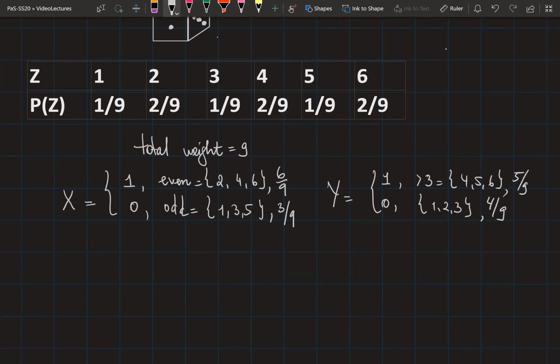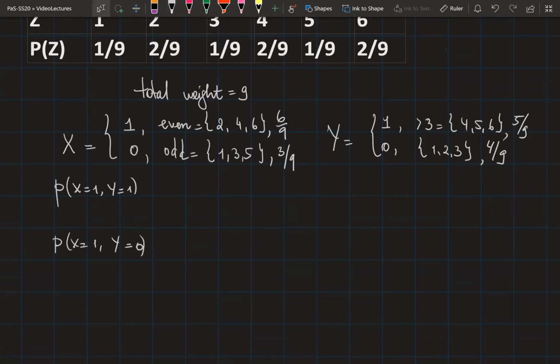So what we need to do is create the joint probability distribution table, basically the table which contains all different combinations of x and y together. Basically, we need to find the probability of x equal to 1 when y is equal to 1, or the probability of x equal to 1 when y is equal to 0, or the probability of x equal to 0 when y is equal to 1, and the probability of x equal to 0 when y is equal to 0.